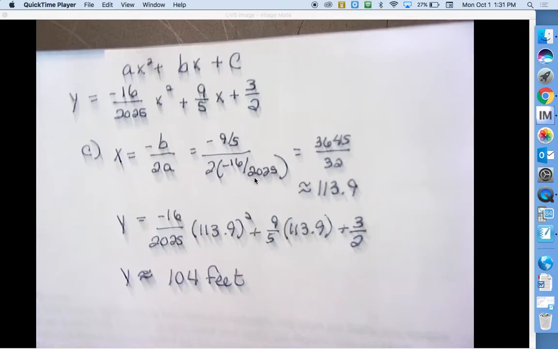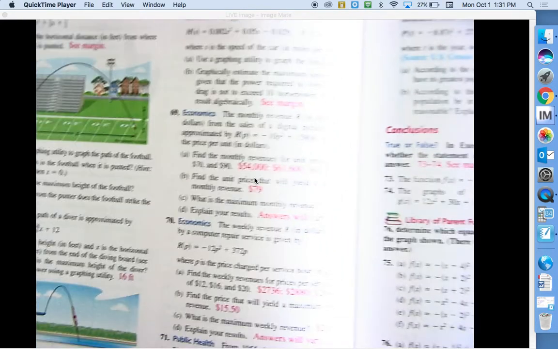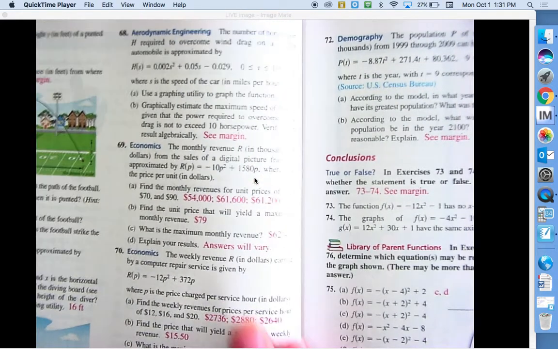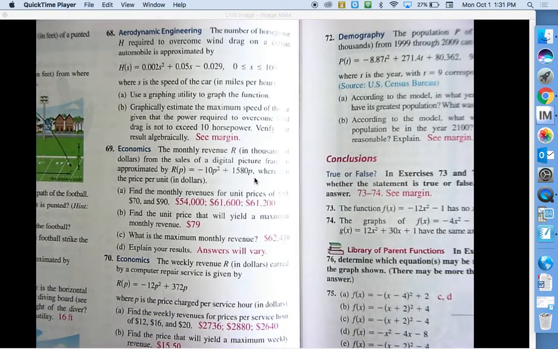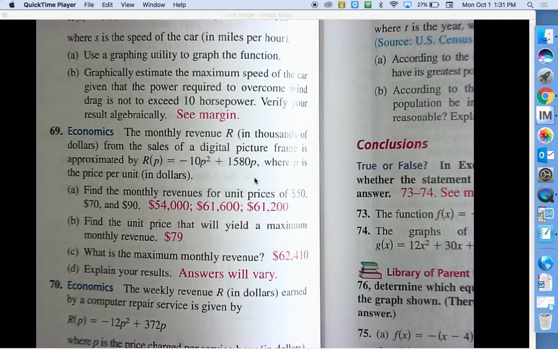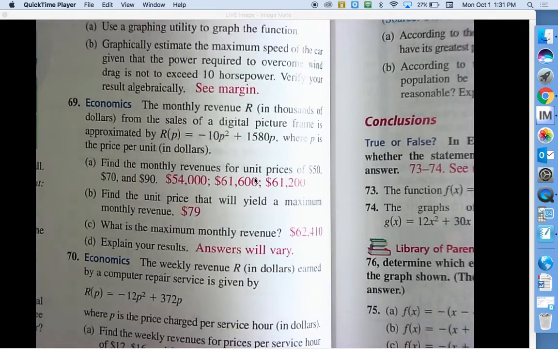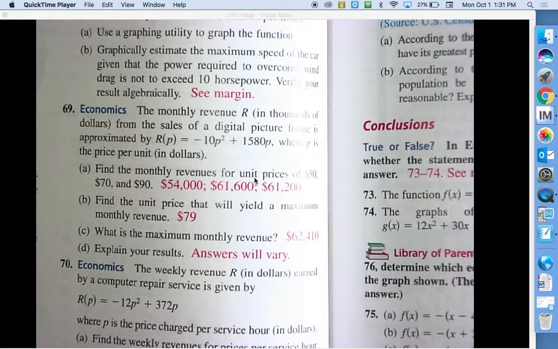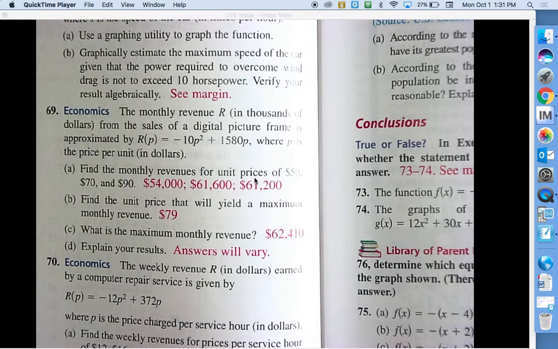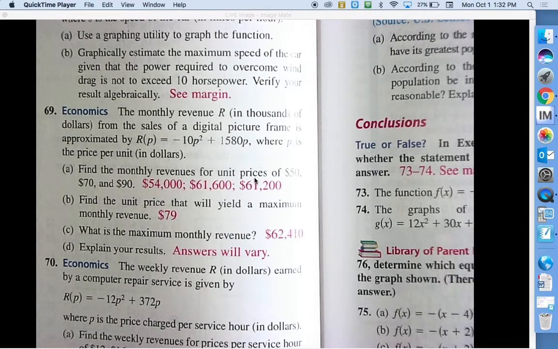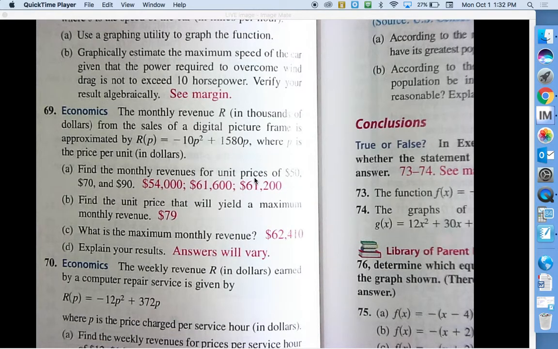So the other application problem was number 69. And that one, I think a lot of you did letter A fine. But then letter B, again, says find the unit price that will yield a maximum monthly revenue. The light's shining in and it's making it hard to see here. You could complete the square for this one, or you could use the same exact thing. So if you want to find the unit price that will yield a maximum revenue, then you would still use x equals negative b divided by 2a, or Cade completed the square in this one.